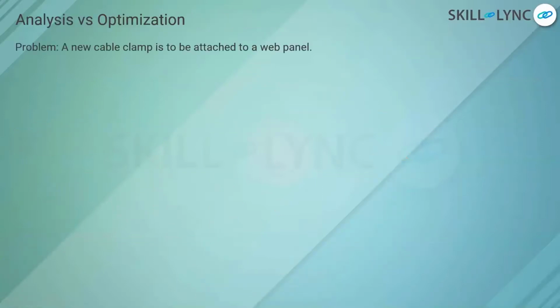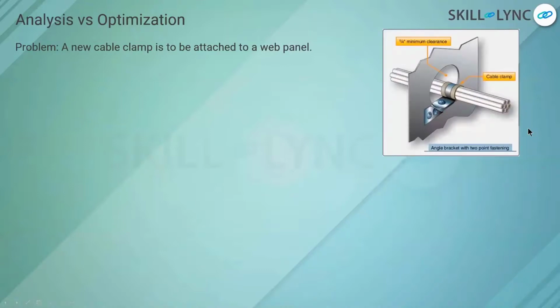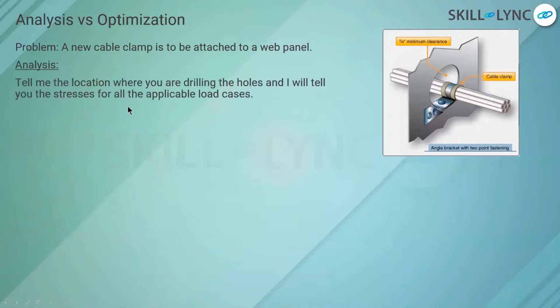So let us take an example now to demonstrate the difference between analysis and optimization again. Now I have a cable, a new cable that is laid out, and I want to attach it to the web panel using a bracket, for example. So what would an analyst do? An analyst might come and say, okay, tell me the location where you are drilling these holes, and I will tell you the stresses for all the applicable load cases. That's the conventional analysis approach that an analyst probably will take. He will say, I need the geometry, I need all the loads, and I will analyze it, and I'll tell you what the stresses are when you drill the holes.